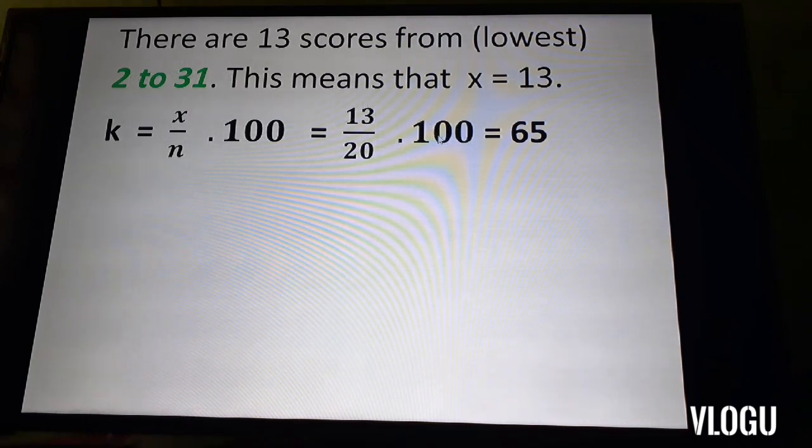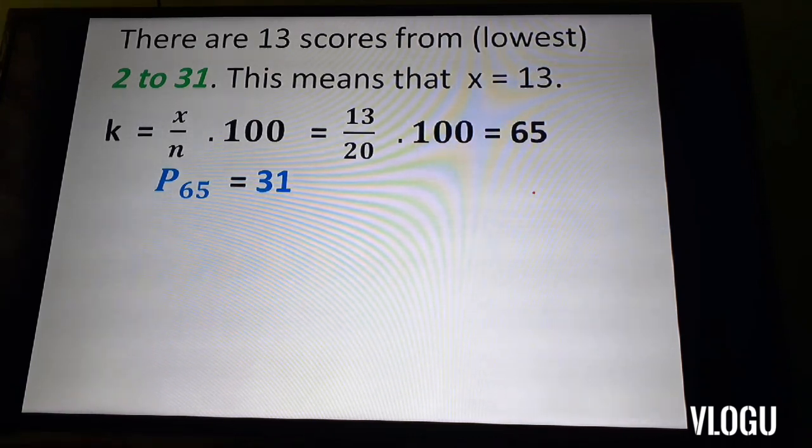We have a constant multiplier of 100. Just multiply 13 times 100, that is equivalent to 1,300, divided by 20, that is equivalent to 65. At yung 65 na yan, yun po yung tinatawag po nating percentile rank. So, P sub 65, ibig sabihin nun, yung 31 na score ni Mario is the 65 percentile rank out of 20 students.